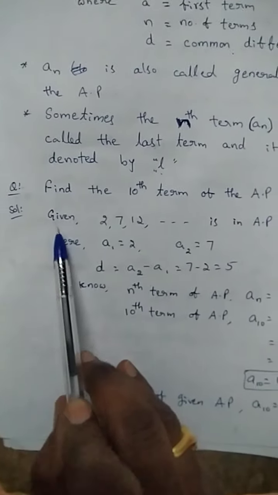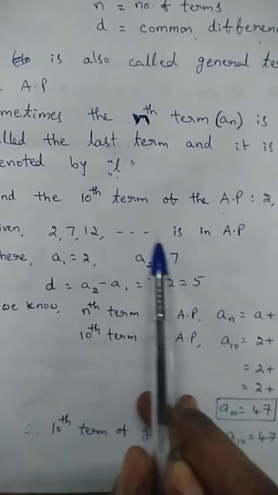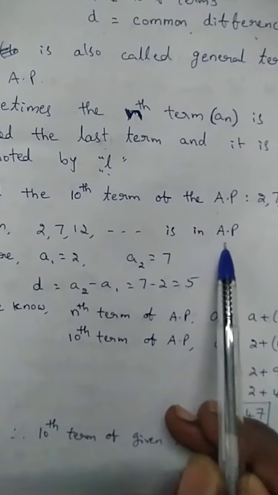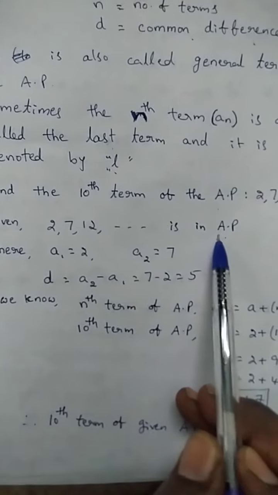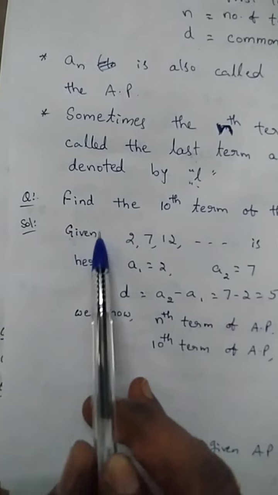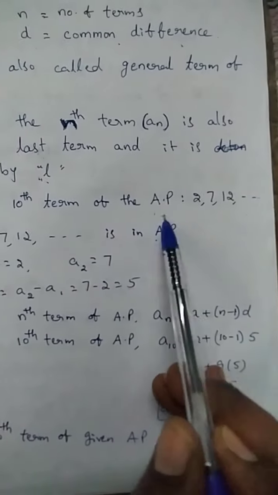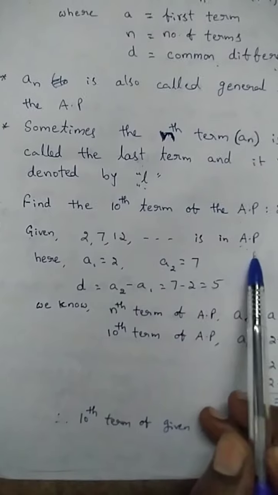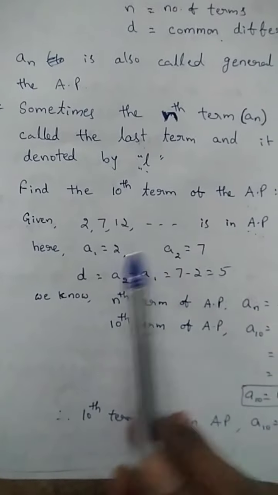Given 2, 7, 12 and so on, this pattern is in arithmetic progression. How can you say that? Already they mentioned it in the problem. Given 2, 7, 12 and so on is in AP. This pattern is in AP.